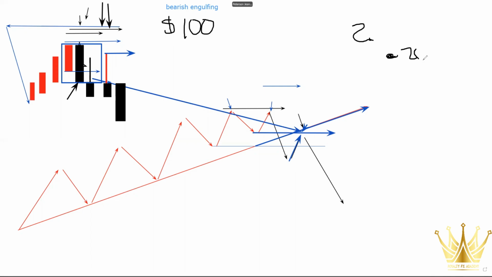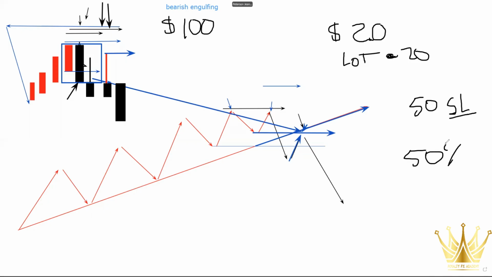We cannot take a $20 trade, okay? We cannot take a $20 trade and place a 50 pip stop loss, okay? We cannot do that. Why? We are over leveraging, okay? That's 50% of your account, okay? That's a no-no, all right?